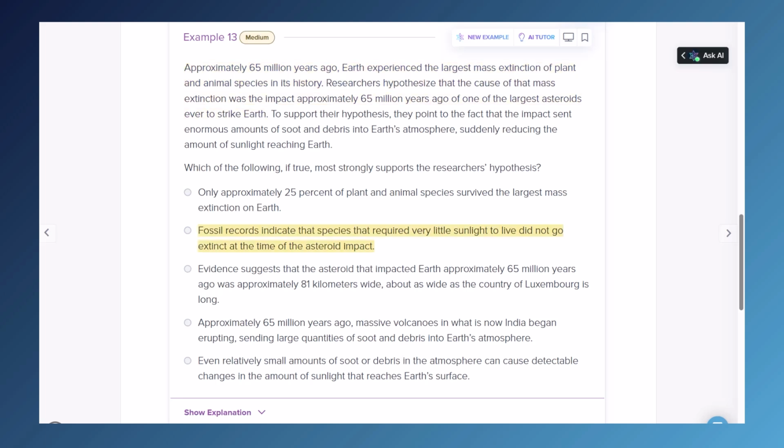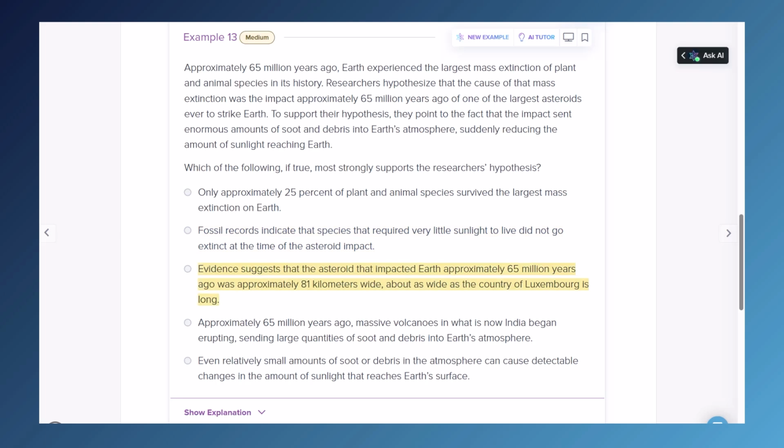B. Fossil records indicate that species that required very little sunlight to live did not go extinct at the time of the asteroid impact. We know that there was a mass extinction, and we know that there was an asteroid impact that kicked up soot everywhere and suddenly cut the amount of sunlight that was reaching Earth. But we don't have anything directly connecting those two events. This choice gives us a reason to believe that the lack of sunlight did indeed cause the mass extinction. So that's our best one so far.